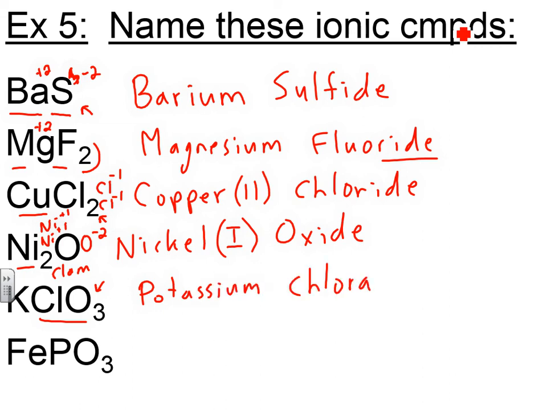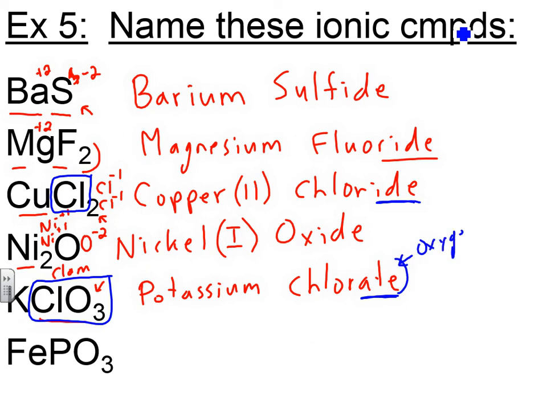Now, notice one thing very important: chlorate is different than chloride. Chloride was just chlorine; it was a monatomic ion. Chlorate is your polyatomic ion. It has oxygens with it. The ate actually represents oxygens. So there's the difference between those two.